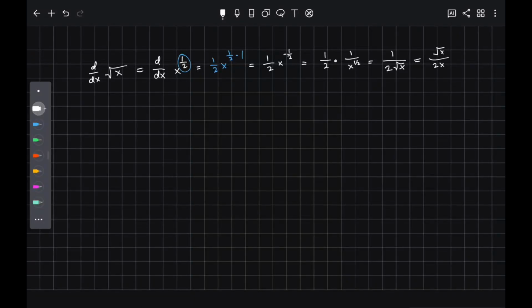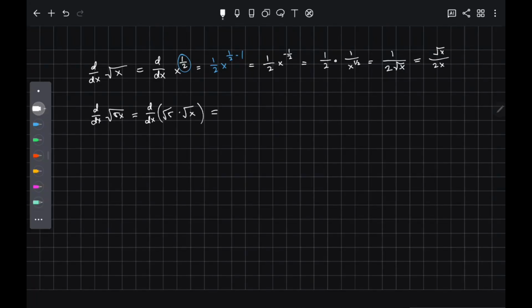So what if there's a constant inside the square root? Let's say the derivative of square root 5x. Again, that can be written as square root 5 times square root x.